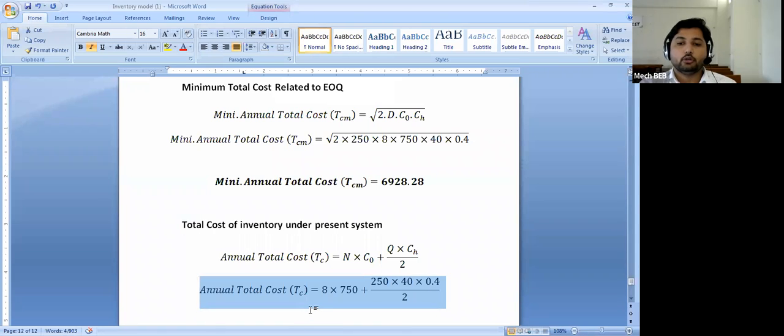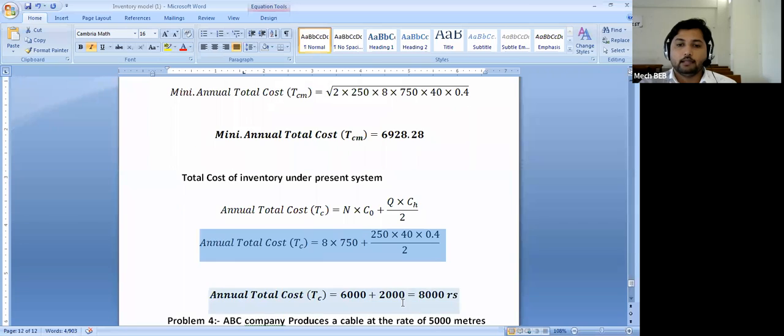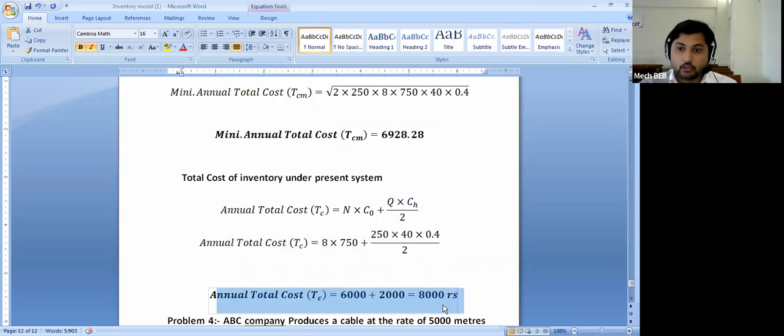So annual total cost T suffix C will be equal to 8 multiplied by 750. 8 is the number of orders, C naught is 750, that is the ordering cost, plus Q, the ordering quantity, is 250. CH is the inventory carrying cost, expressed as 40% of annual inventory investment. So that will be 40 multiplied by 0.4, divided by 2. Then you get the annual total cost equal to 6,000 plus 2,000, so that is equal to 8,000.